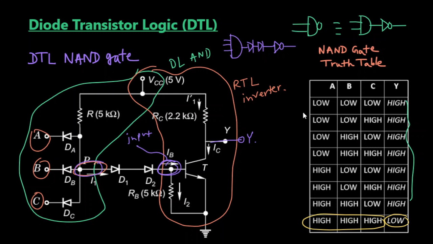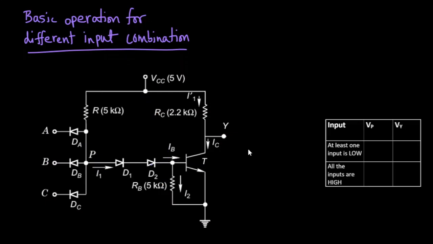Now we will see the basic operation of the DTL NAND gate for different input combinations. As this is a 3-input NAND gate, there are a total of 8 different input combinations possible, but all the input combinations can be divided into two parts using the fact that the output is high when at least one of the inputs is low, and the output is low when all the inputs are high. So we have divided input combinations into two groups: when at least one of the inputs is low, and when all the inputs are high. Now consider the case that at least one of the inputs is low.